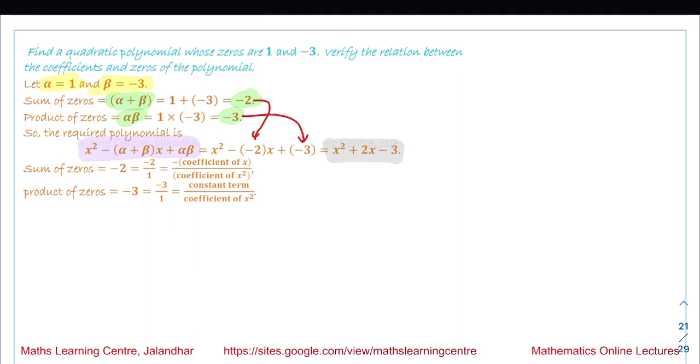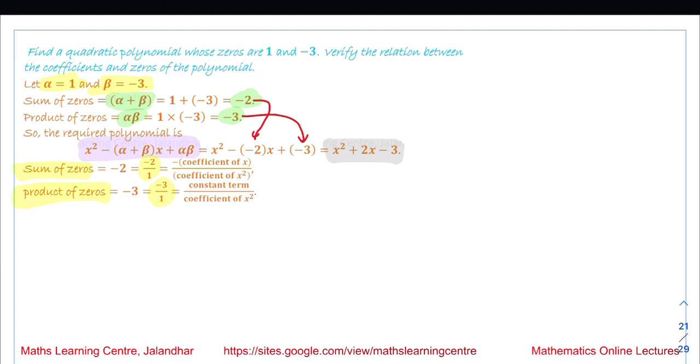Now if we calculate the sum of zeros, that will be -2 by 1, and the product of zeros will be -3 by 1. So it will verify the relation between the coefficients and the zeros of the polynomial.